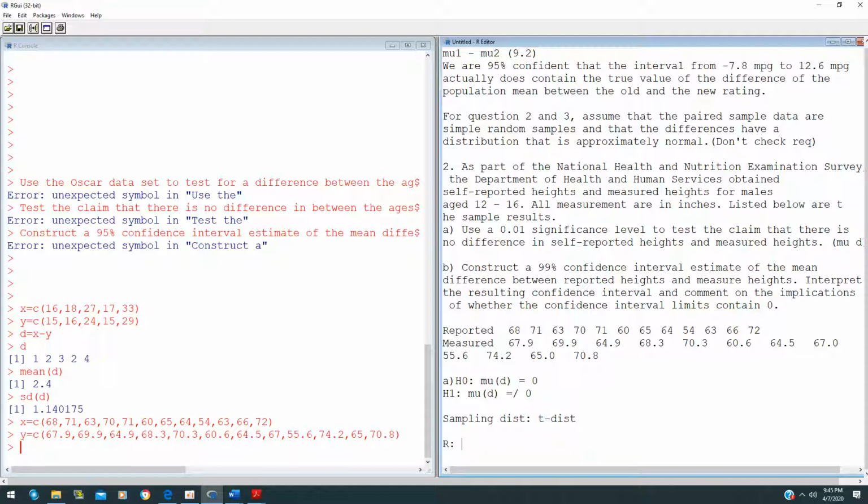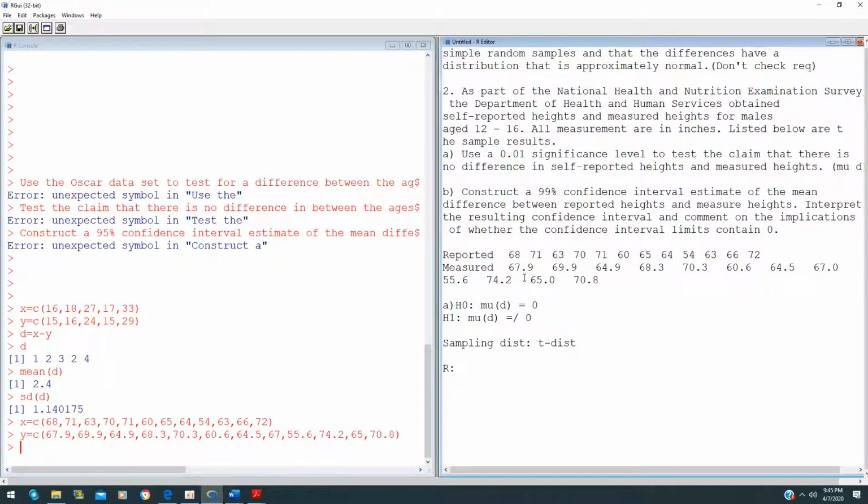So how do we use R in this case? We will have to enter all this data. Usually the reported data is my X, and the measured data is the Y. If you read this question, it says the difference between self-reported height and measured height. So you find out that the self-reported height comes first, which means that is your X, and the measured height comes second. So that's why the measured height is your Y. So make sure you understand this claim statement, because if I interchange these two, then your X and Y here have to be interchanged.